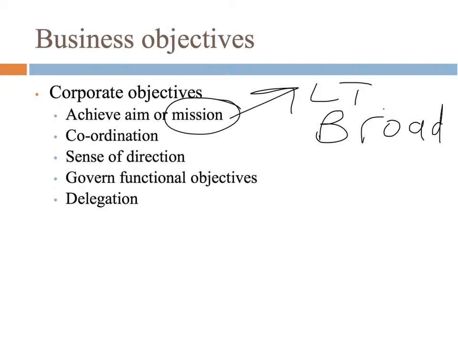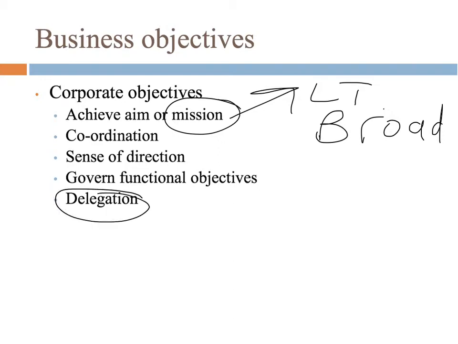They are set in order to coordinate business activity and give a sense of direction to and guide the actions of the organisation as a whole. They govern the setting of functional objectives, so the targets or objectives of each division or department of the business, and thus provide a mechanism for assuring that authority can be delegated without the loss of coordination.